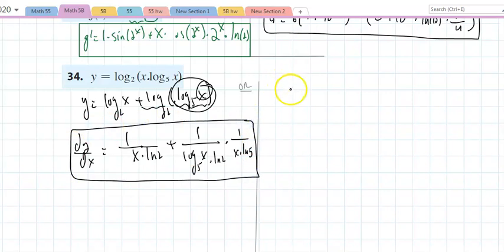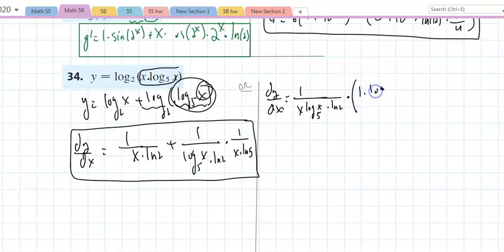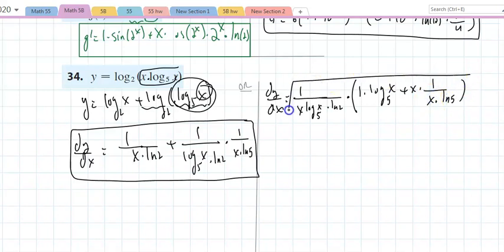I could also say, you know what, let me take that, and the derivative of a natural log is 1 over the argument. So dy dx is 1 over the argument times natural log of 2 times the derivative of the argument. That's the product rule. Derivative of the first times the second plus the first times the derivative of log base 5, which is 1 over x, 1 over the argument times natural log of 5. That's acceptable as well.